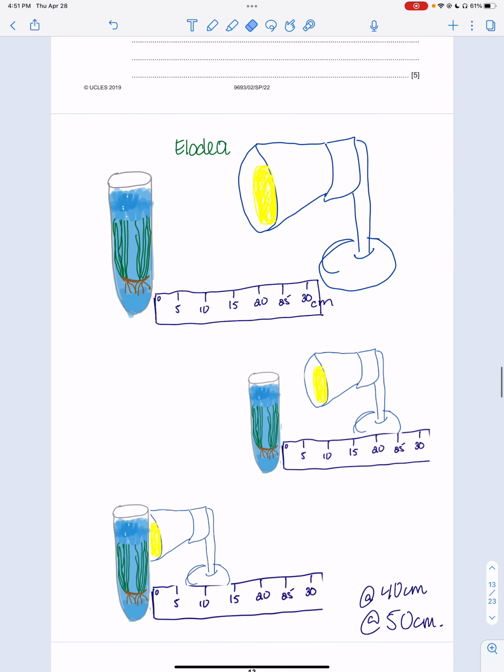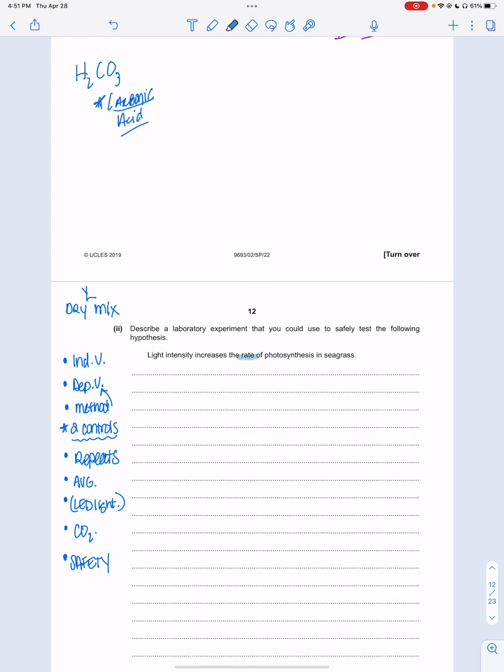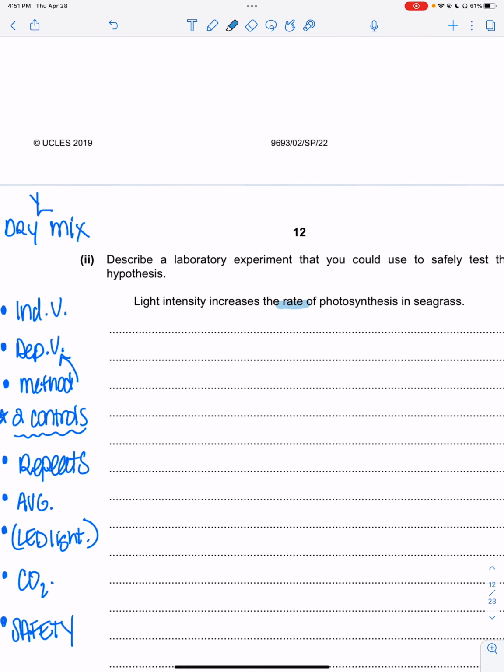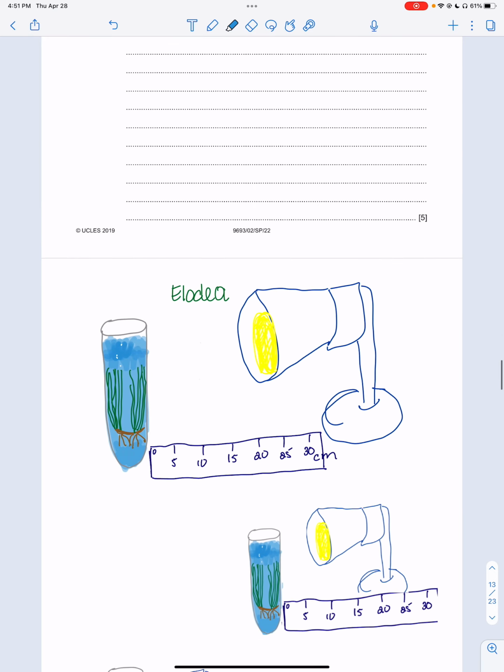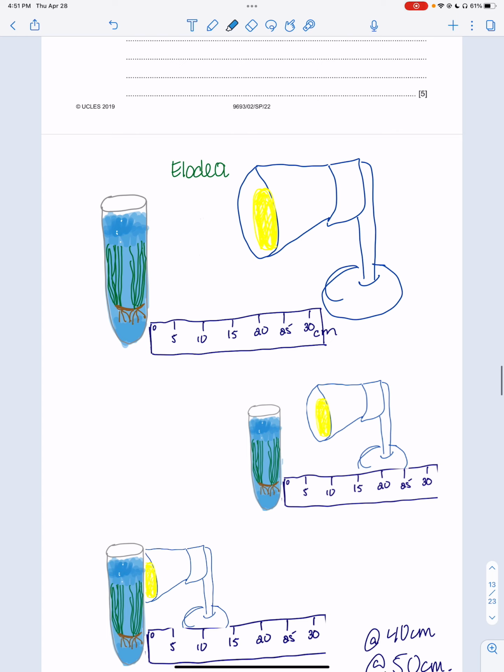Okay, so then you could say you want to see the rate of photosynthesis. So rate is a speed, the amount something is done in a certain amount of time. So there will be a time factor. You want to see if the proximity is going to cause it to produce more bubbles. So we will also want to mention that we need a stopwatch, or a timer. And then the idea of counting oxygen bubbles produced.